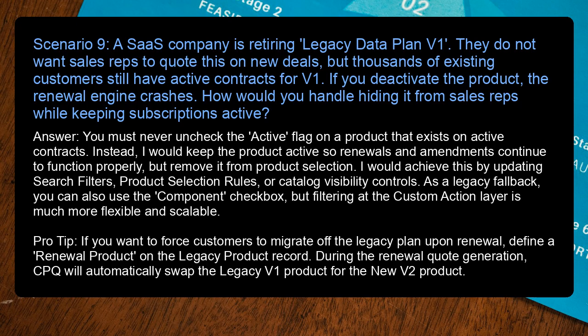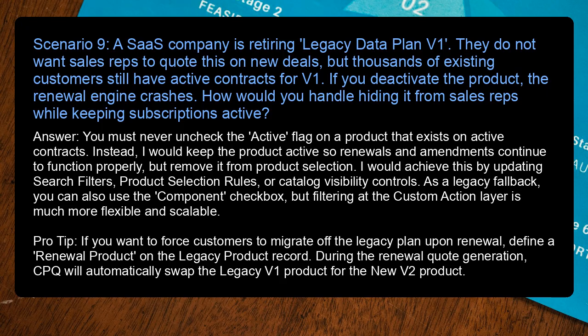They do not want sales reps to quote this on new deals, but thousands of existing customers still have active contracts for V1. If you deactivate the product, the renewal engine crashes. How would you handle hiding it from sales reps while keeping subscriptions active? Answer: you must never uncheck the active flag on a product that exists on active contracts.